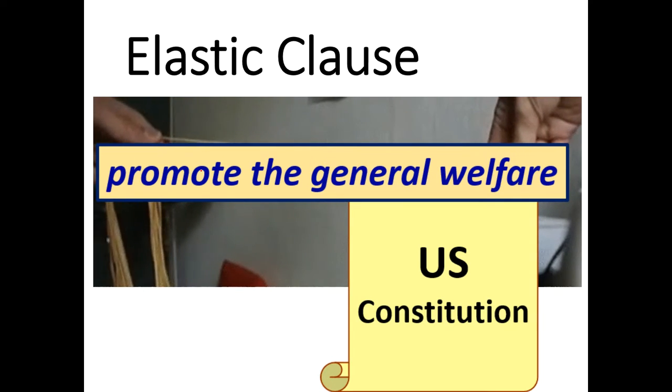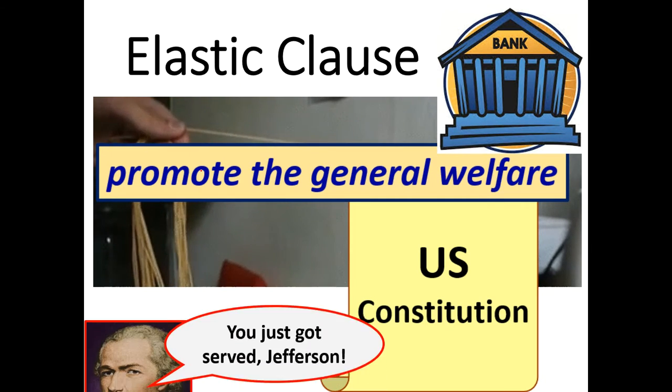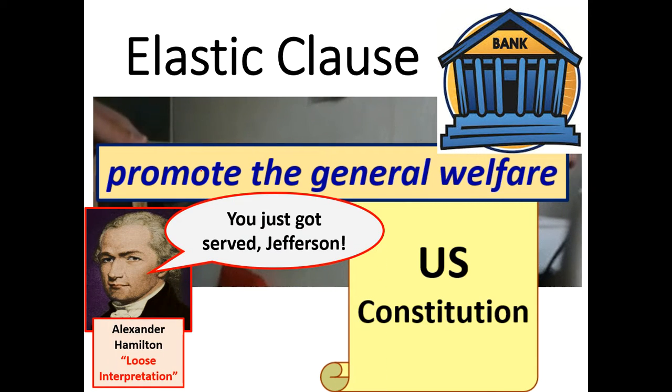To have a common currency that we can all use and the banks can all borrow money seems like it's going to make life better. And so he argues, boom, you just got served, Jefferson. Loose interpretation wins, and this is the way that we interpret the Constitution today.